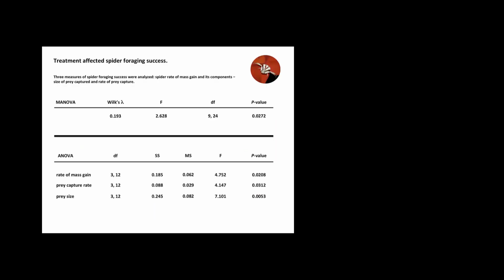So let's have a look at the data for the spiders. First off, the experimental treatments did in fact have a significant impact on the 3 measures of spider foraging success that I used: rate of mass gain, prey capture rate, and size of prey captured. All 3 of these varied in a similar manner, so I'm going to focus on rate of mass gain.